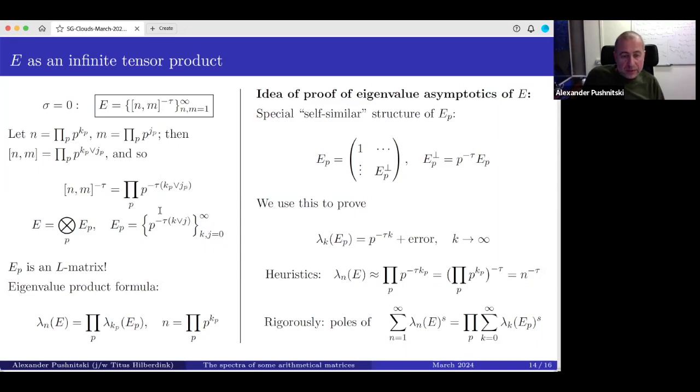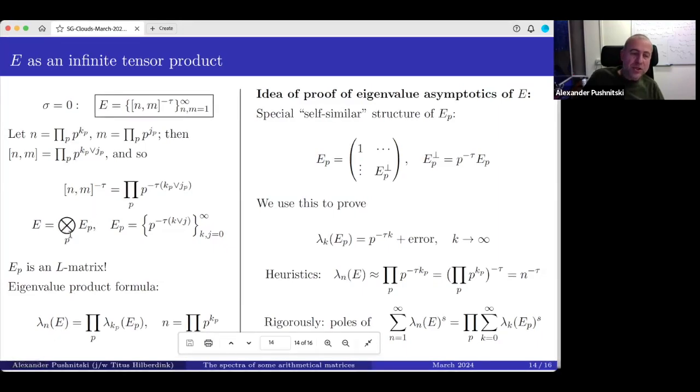So this formula really is key to understanding the spectral structure of E, at least for me and my collaborator, this is what we did. Observe, by the way, that this factor matrix, EP, is an L matrix, right? It depends on the maximum of K and J. And this was also important in our analysis. Now, from this tensor product formula, at least formally, you get the corresponding eigenvalue product formula.